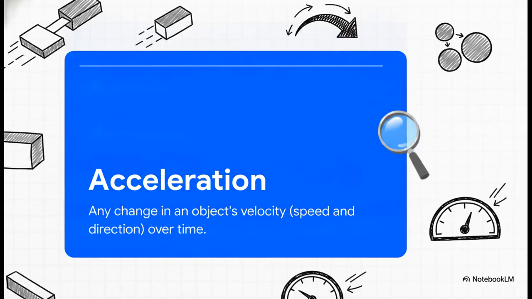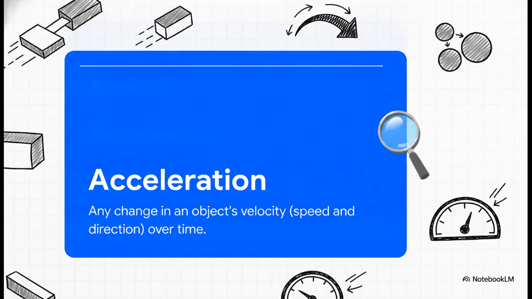So, let's lock in the vocabulary for what we just observed there. When those blocks started moving from a total standstill, their velocity changed. And that is the strict definition of acceleration. It's any change in an object's velocity over time. But here's a crucial detail. Remember that velocity isn't just speed. It includes direction too. So whether an object is speeding up, slowing down, or honestly just turning a corner, it is accelerating.